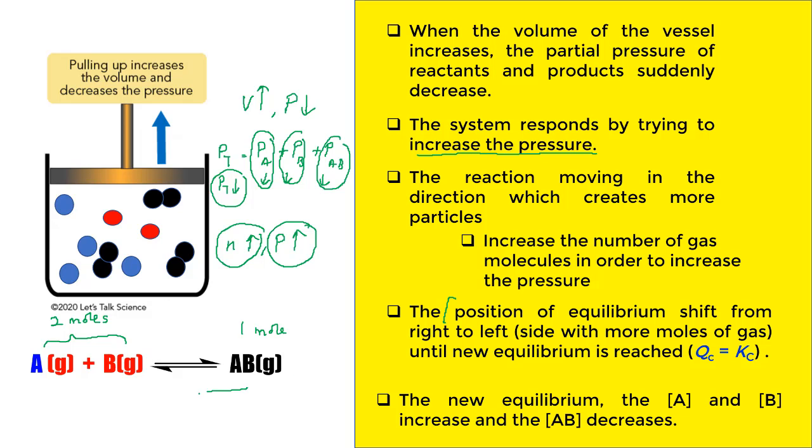Dia favor untuk lakukan reverse reaction sebab kalau kita lakukan reverse reaction ni kita nampak dia akan produce more gas, A dan B lebih banyak. Jadi nanti partial pressure of A and B akan bertambah menyebabkan disturbance itu dapat diatasi. Sampai bila? Until the new equilibrium is reached. QC equals to KC. And at the new equilibrium, the concentration of A and B increase and the concentration of AB decreases. Okay, sebab lebih banyak A dan B dihasilkan, maka concentration AB akan berkurang.